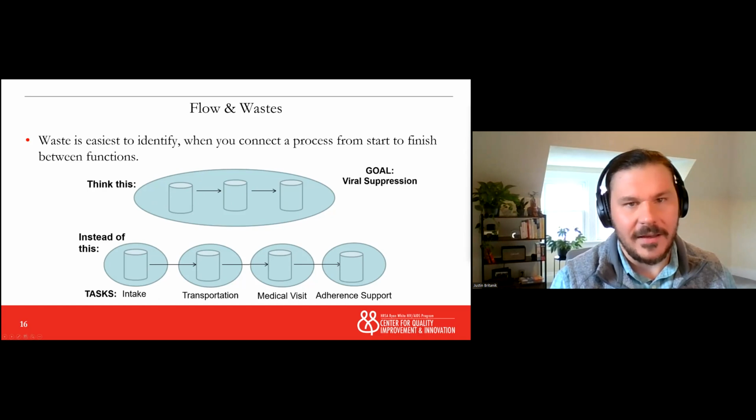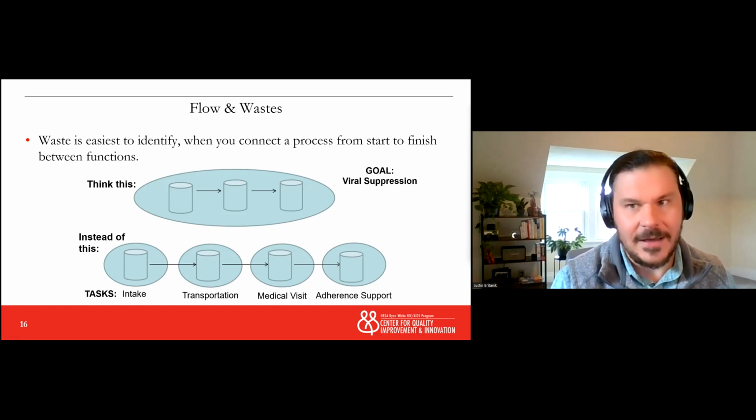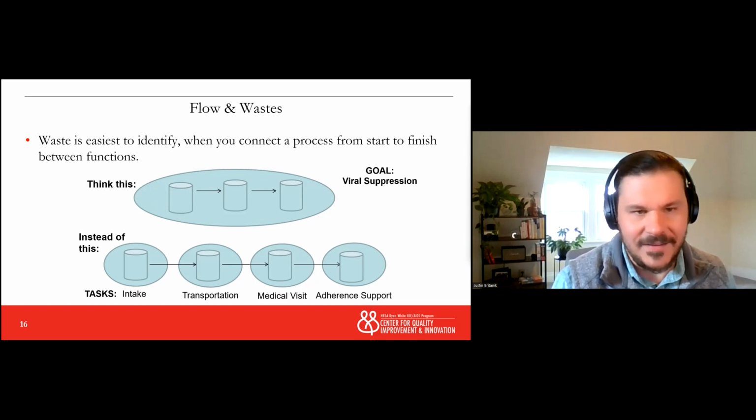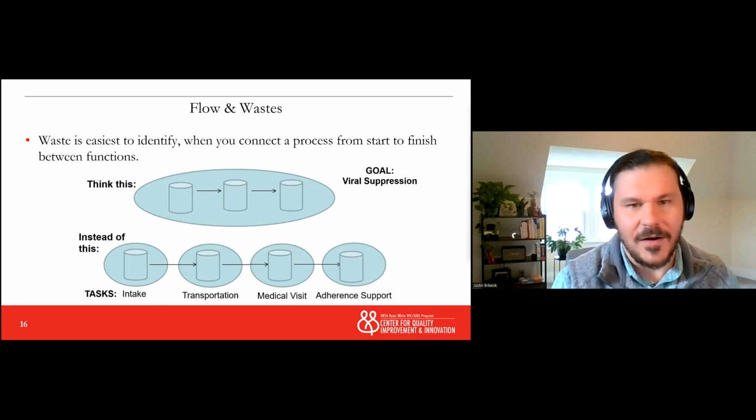So we're going to think the goal, from the time that you referred to us, is viral load suppression. Instead of the task being, okay, we've got to do a really good intake, and then we're going to get you transportation and make sure you have a way to get to the clinic once we've done our intake. And then we're going to do a really good medical visit. And then we're going to follow up and do really good adherence support afterwards.